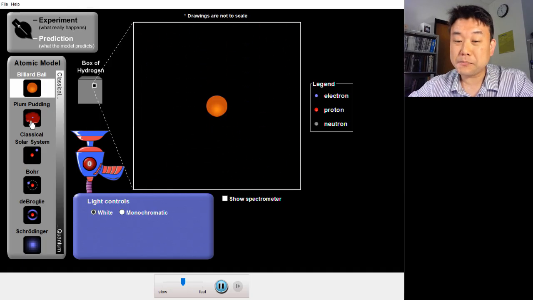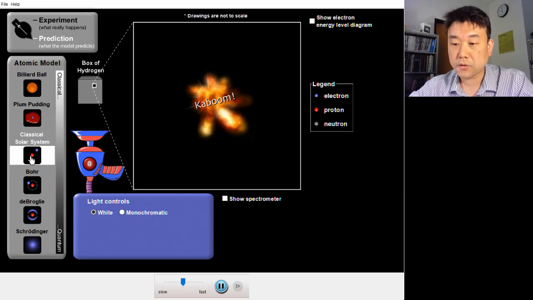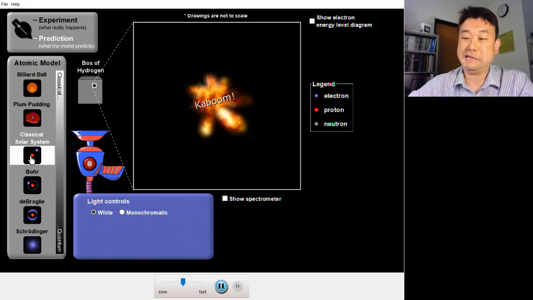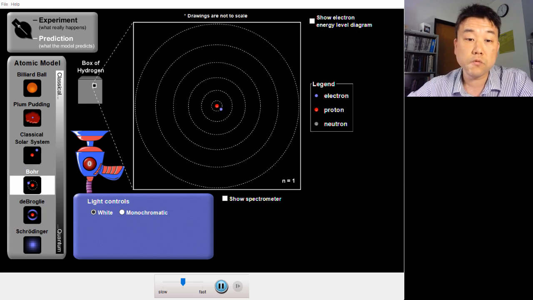So there was the plum pudding model, which was still wrong. And there was the classical solar system model. What happened there? And later in the semester, we are going to talk about the Bohr model. Theories and laws play some roles in the construction of a model.